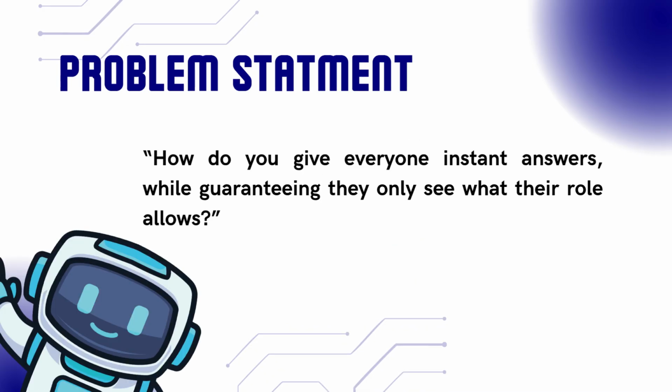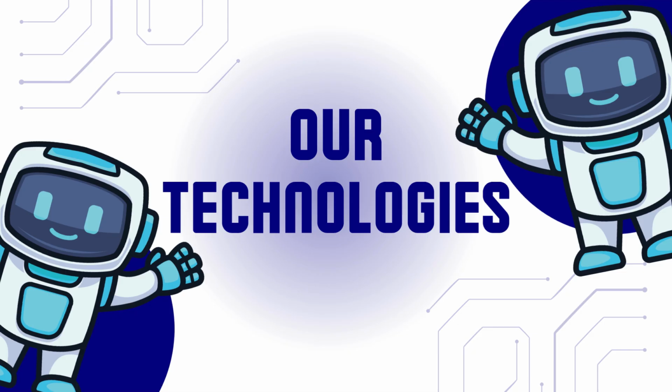Now you could just build one chatbot that searches everything, but then you are exposing confidential data to people who should never see it. So the real challenge becomes: how do you give everyone instant answers while guaranteeing they only see what their role allows? AI techniques to build this system.